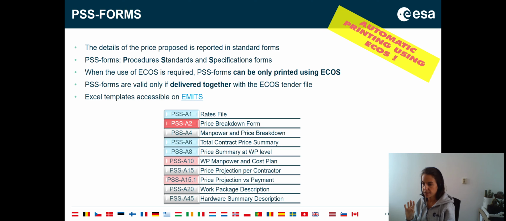So let's see now more in detail what is behind each of these PSS forms. We will be looking at the PSSA 1, the PSSA 2, 6, 8, 10, and 15.1. Just briefly, because remember that in the prerequisites of the training, we ask you to be already familiar with these forms. This is not a training about PSS forms. I can show you very quickly what they look like and what they should look like once you are producing them.